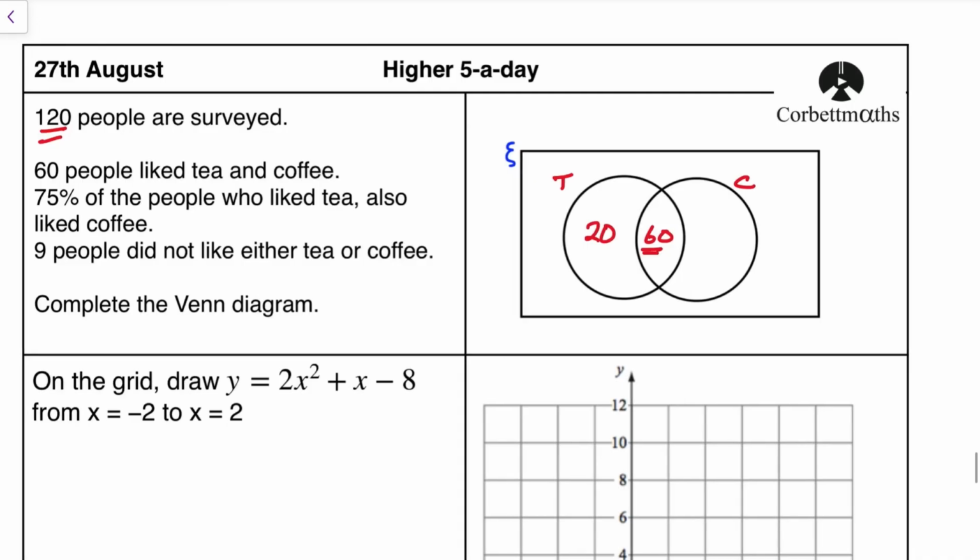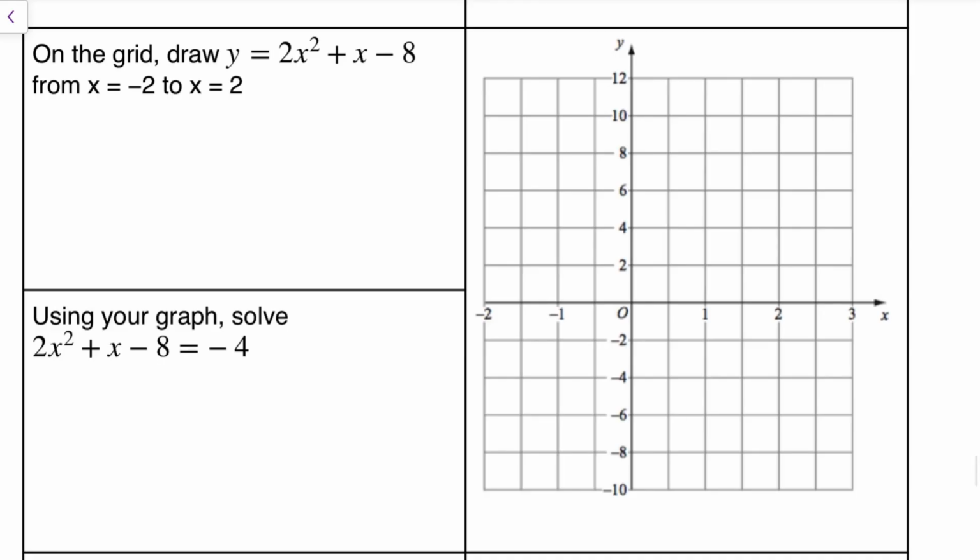9 people did not like either tea or coffee. And you remember what I said, this is just going to be 120 minus 60 minus 20 minus 9, which is going to give me 31. And I'll just check on my calculator quickly. You might have heard me do that. Complete the Venn diagram. I've completed it. Question done. Next question. On the grid, draw.